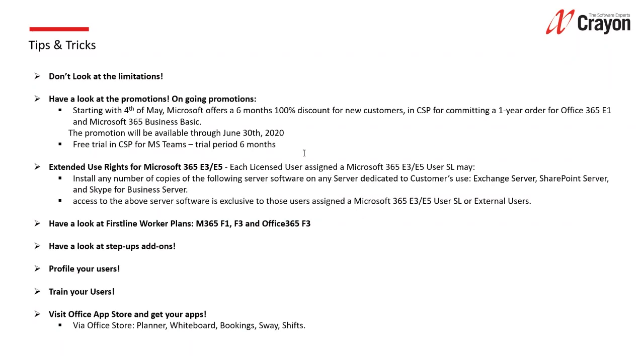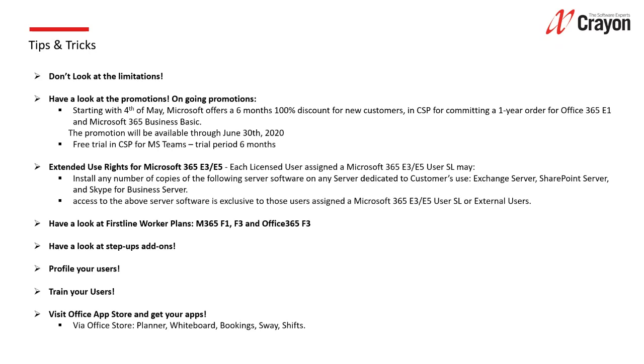I just wanted to mention here that after the 6-month promo period, the price list applicable for the rest of the contract is the catalog price as set at the time of promotion starting, for the duration of the entire annual commitment. Okay, so we have also a free trial in CSP for Microsoft Teams for 6 months. So if you're curious to try it, just reach out to us.